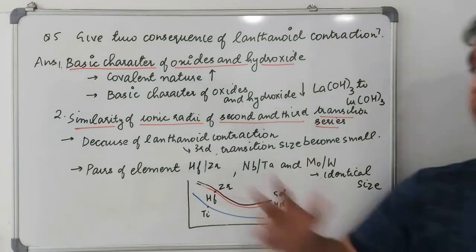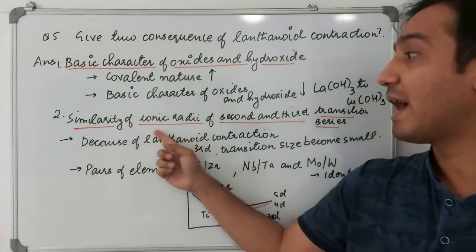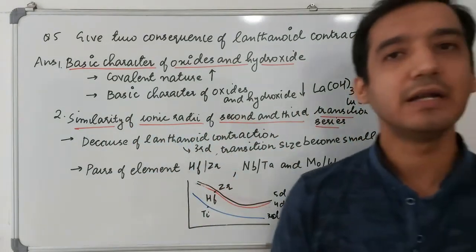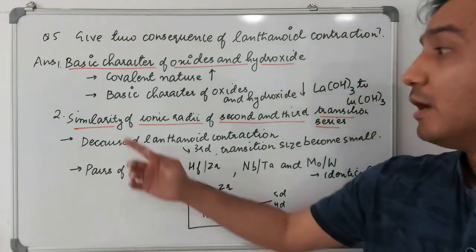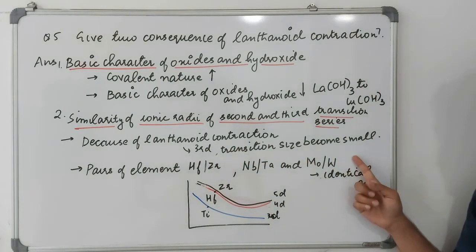Next, this is very important, this question can be asked separately: similarity of the ionic radius of the second and third transition series. So we are talking about the d block elements. This effect is also seen in d block elements: because of the lanthanoid contraction, the third transition series becomes very small in size.